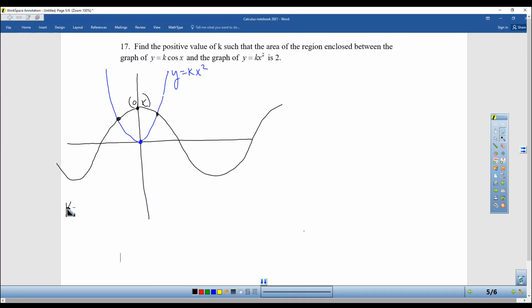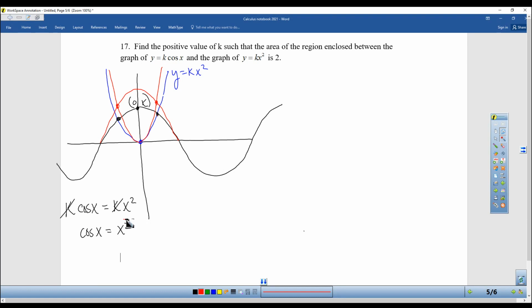Here's why. You're trying to figure out where k cosine of x is equal to kx squared. Well, I can get rid of the k. It's just wherever cosine of x is equal to x squared. I can divide both sides by k. So the point of intersection will always remain the same, because if the cosine graph gets taller and this gets steeper, do you see how the point of intersection will continue to line up? So the bottom line is we just need to find that point of intersection.